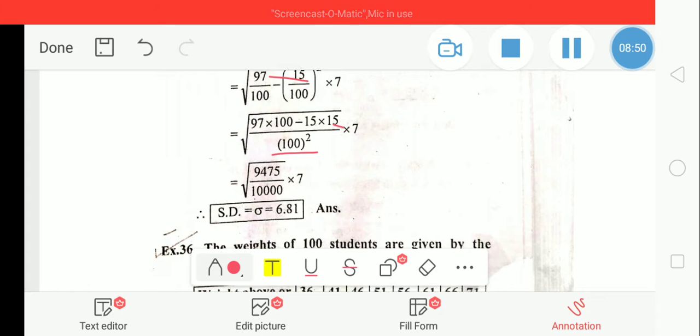So 97 multiplied by 100 minus 15 multiplied by 15, and then multiplied by 7. So the value is 9475 divided by 10,000 multiplied by 7. So standard deviation sigma is equal to 6.58. By solving this under root, the value is 6.81. That is the standard deviation.